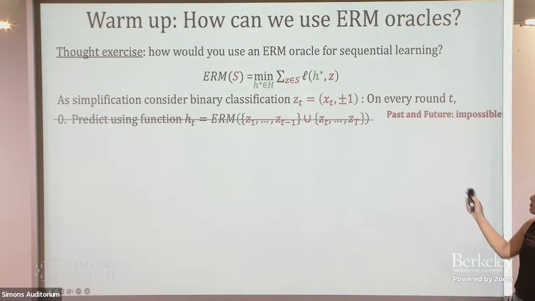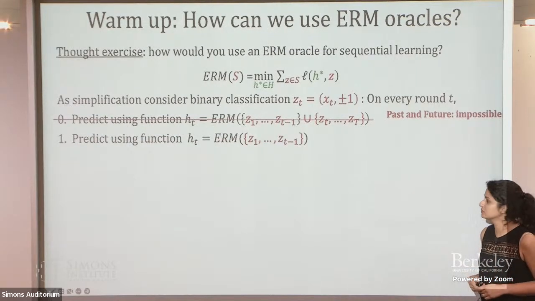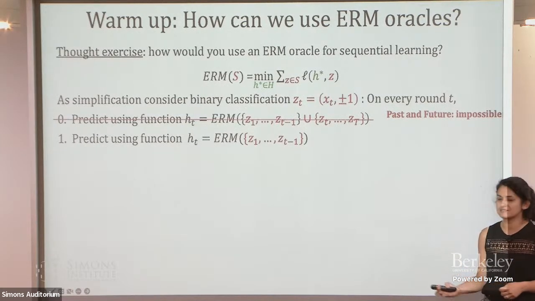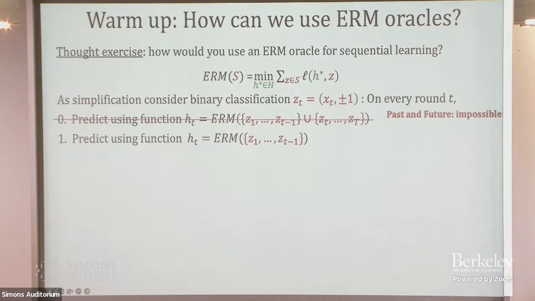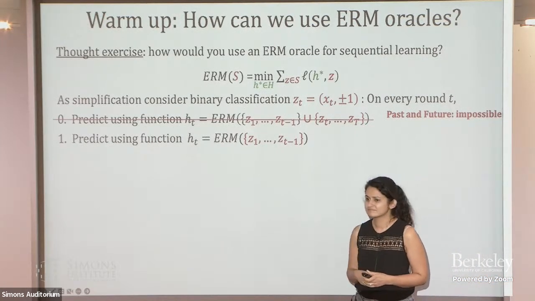Why none of you wanted to say it is because it's impossible. This is way too much wishful thinking. But Ziva's right. The second thing that we could do is to call it on what you've seen so far. That's actually quite reasonable. Anyone want to argue why this is not a very good idea? In the presence of an adversary?